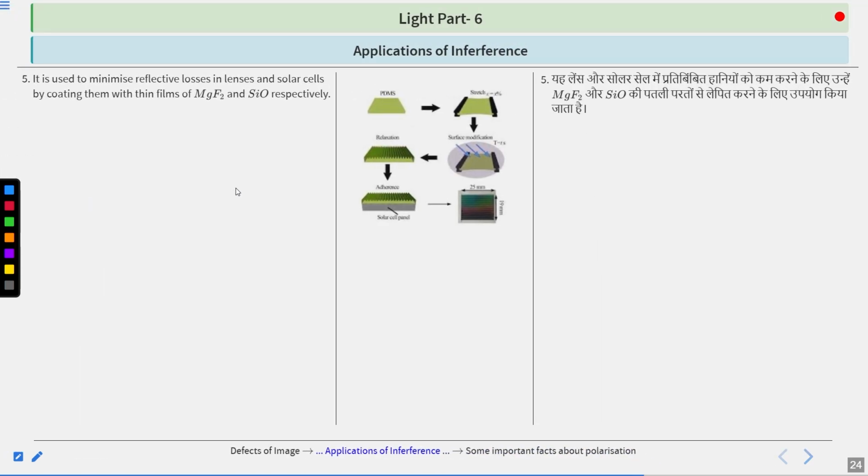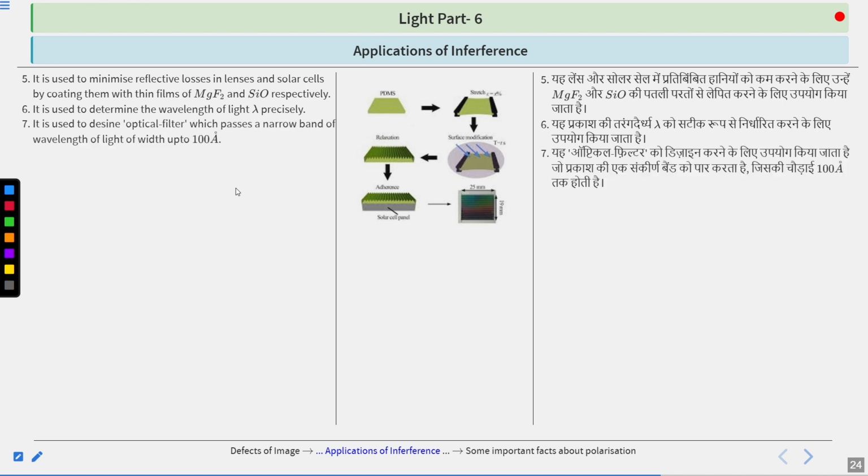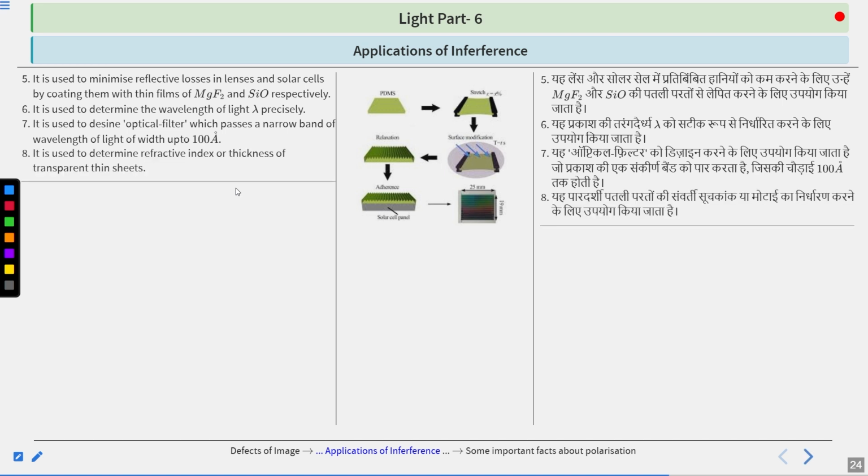It is also used to minimize the reflective losses in lenses and solar cells by coating them with thin films of MgF2 and SiO respectively. It is used to determine the wavelengths of light, lambda, precisely. It is used to design optical filters which pass a narrow band of wavelengths of light of width up to 100 angstrom. It is used to determine the refractive index or thickness of transparent thin sheets.